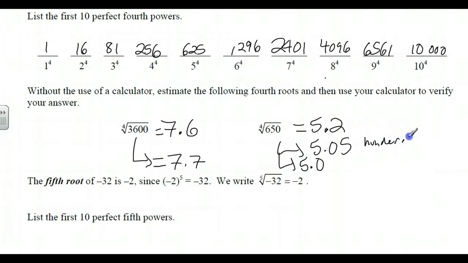Hundredth, tenth, and estimation off by a fair bit. It's like really close to 5.